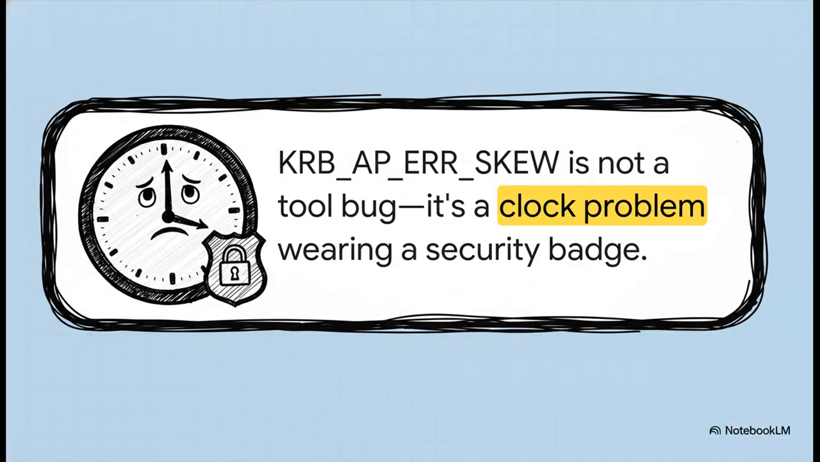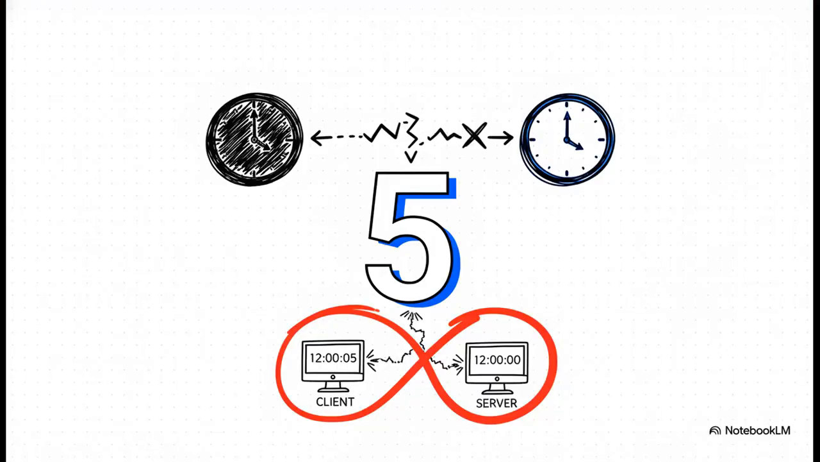And there it is, the dreaded KRB_AP_ERR_SKEW, or clock skew too great. Now, this isn't your tool failing you. It's not a flaw in your technique. It's just a simple clock problem that's disguised itself as a big, scary security error. And it all comes down to this number: 5.